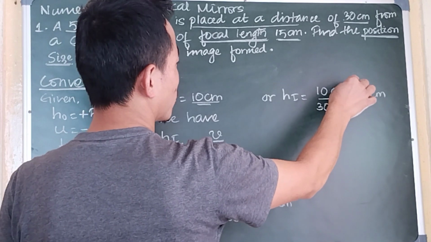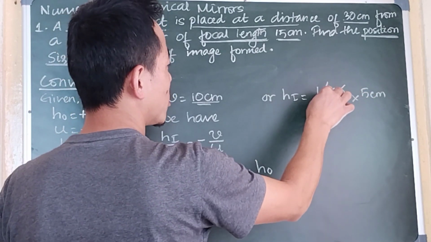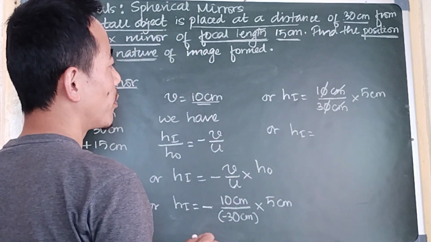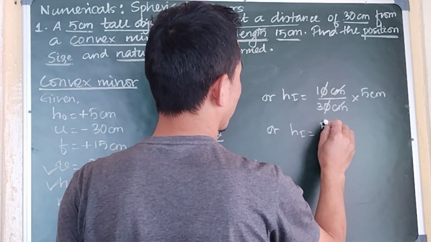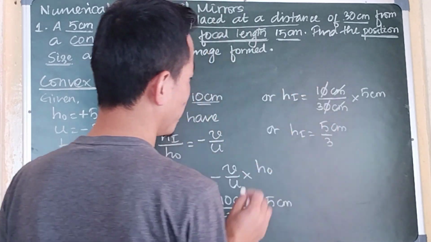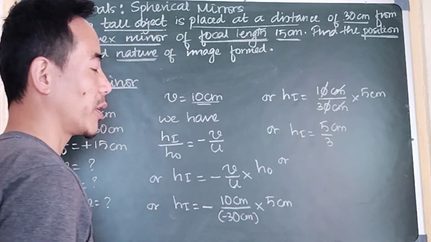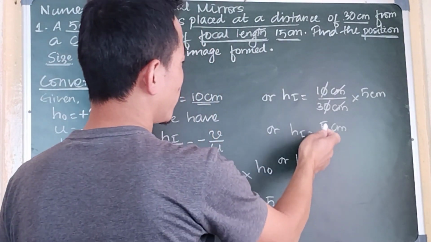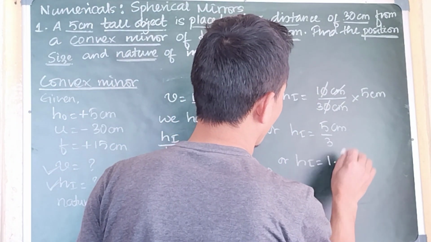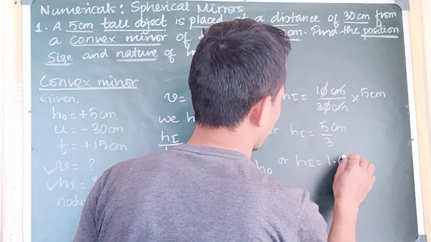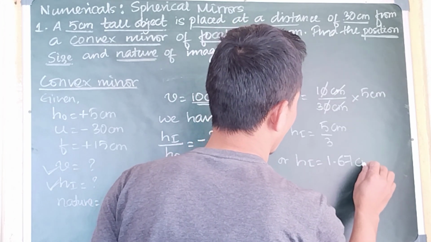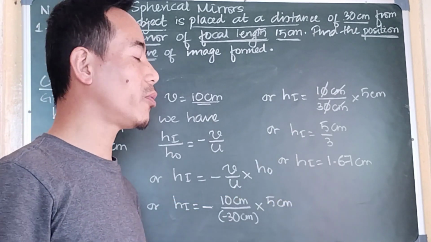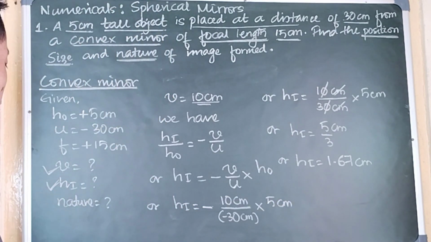So you can cancel the terms now. Centimeter, centimeter gets cancelled. 10 here, 10 here gets cancelled. After that we cannot cancel any further. So you multiply in the numerator. 5 into 1 will give us 5 centimeter divided by 3. You can keep your answer like this also, but it's better if you write it in decimal. So you have to divide 5 by 3. It will give you 1.666, so you can round it off and write 1.67 centimeter. So height of the image, as you can see, is 1.67 centimeter. So we have found out the second unknown.